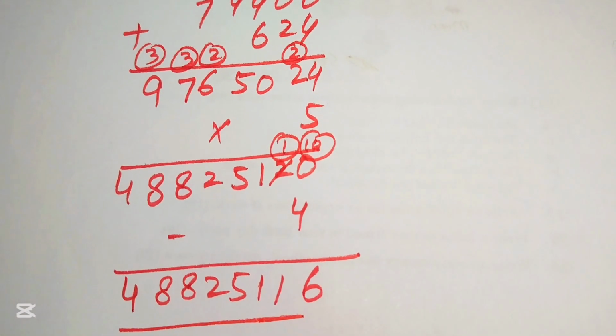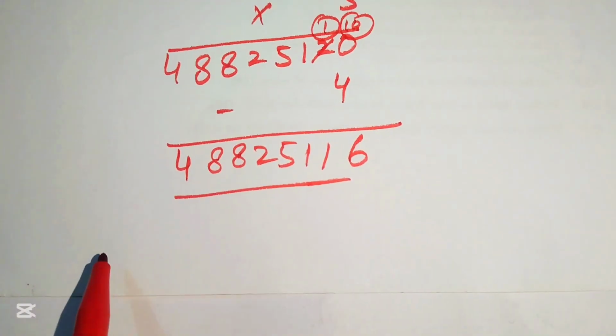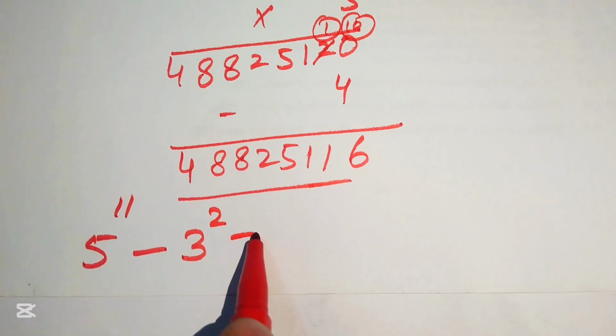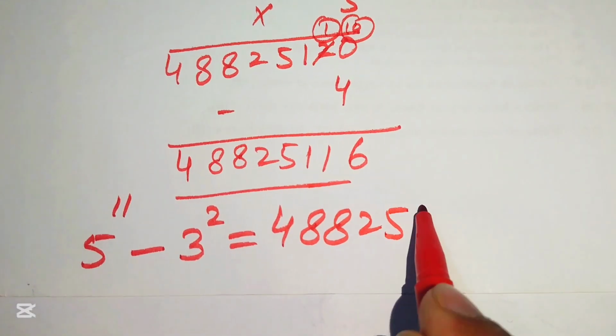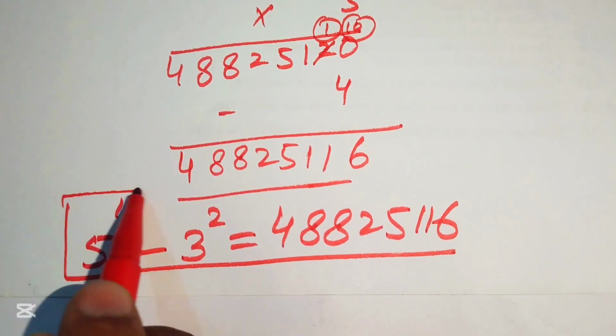Okay, so finally we have the final answer of this question: 5 to the power of 11 minus 3 square equals to 4882511 and 6. This is the final simplified form of the given question.